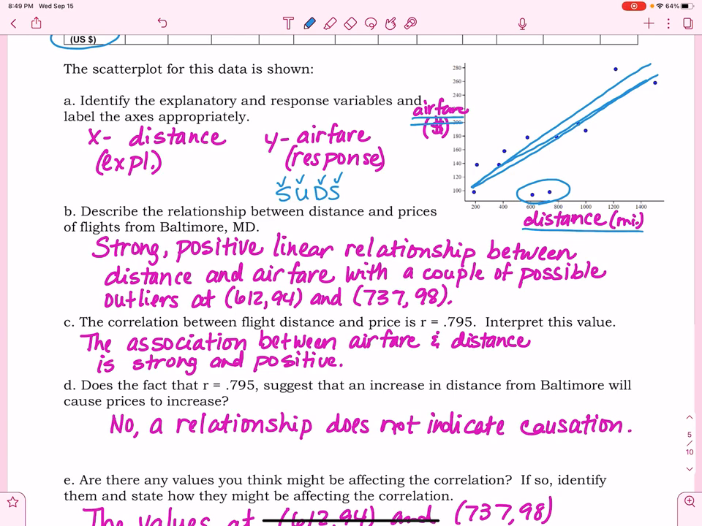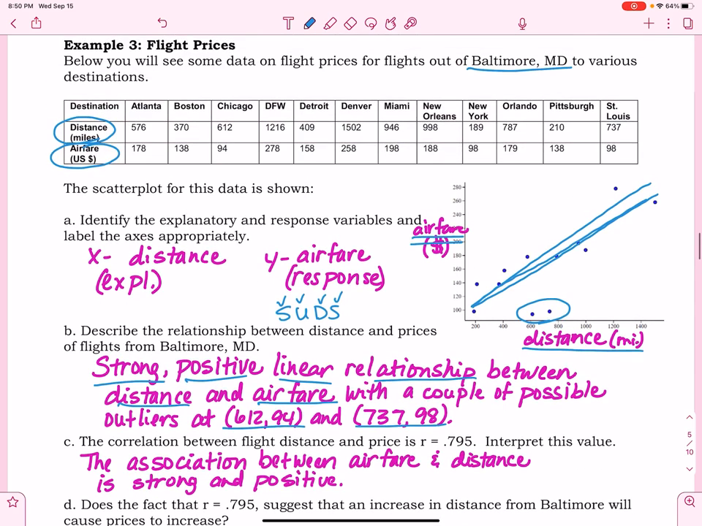So it looks like there's a pretty strong positive linear relationship between distance and airfare. Notice I'm always using context. I'm not just saying X and Y. And it looks like there's a couple of outliers, and if I think there are outliers, I always address what they are, and I provide as accurate ordered pairs as I can. Those ordered pairs should be pretty easy because you've got the data right up here. You don't really have to guess what those values are.